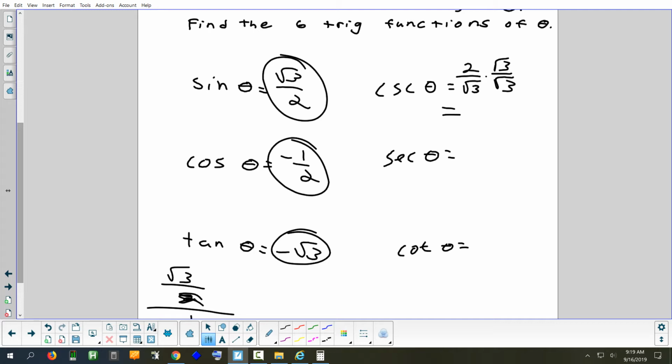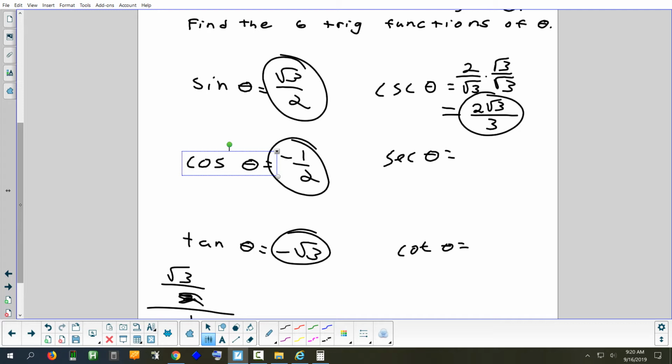And Abby, when I multiply, what's that going to give me in the top? 2 square roots of 3. You can't really do anything with the top. But the bottom is the square root of 3 times the square root of 3, which is the square root of 9, which is 3. Perfect. And that is the cosecant of my specific angle. Which again, we don't know what the angle is, but that's fine, we don't need to.